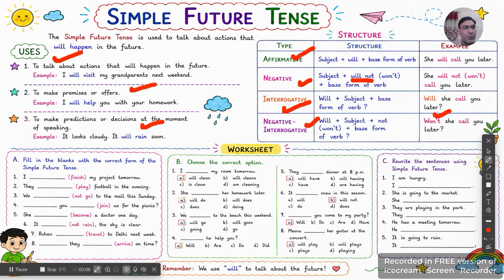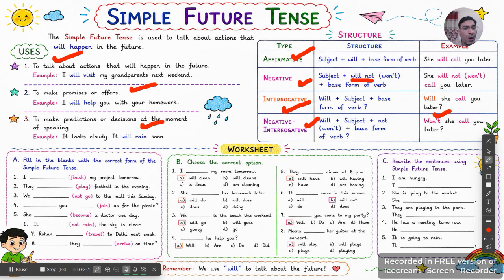Third sentence: We dash not go to the mall this Sunday. We will not go to the mall this Sunday. Fourth sentence: Will you join us for the picnic? Fifth sentence: She will become a doctor one day. This is the strong possibility.